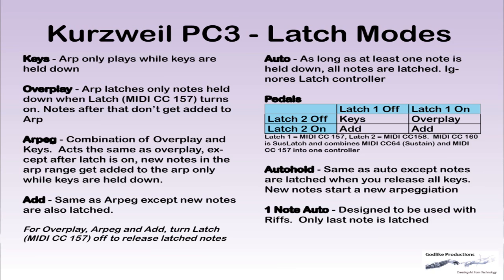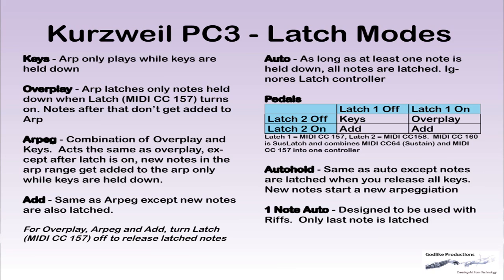But let's have a listen to the next one, auto, which is an arpeggio, and as long as one note is held down, it keeps all the notes latched that you play. Okay, so I can play that normal C chord. I'll just hold down the C key and I'll add some more notes to it. And then I'll release the C key, and it all goes off, and you can start again. Okay, so that's how auto works.